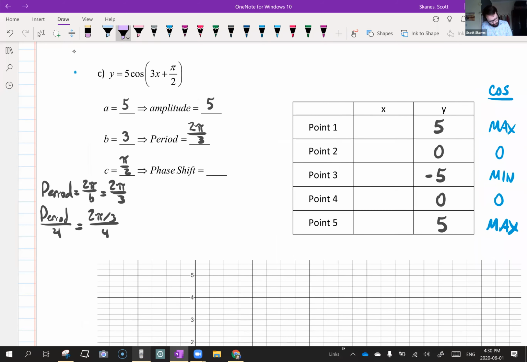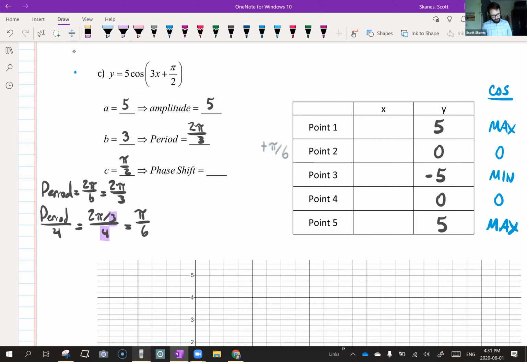You can use your trick. Remember, these two numbers are multiplied. That'll give us 2 pi over 12, which is the same as pi over 6. Okay, so my period divided by 4, or my thing I'm going to add every time, is pi over 6. I'm just going to write it once. I think you get the idea. That's my period divided by 4.